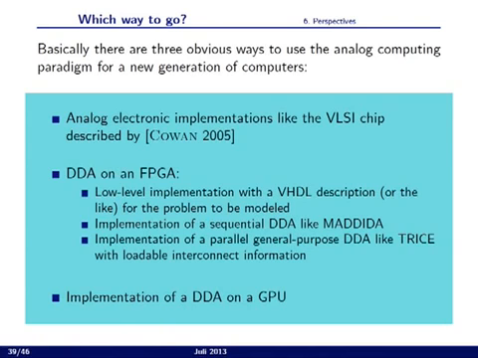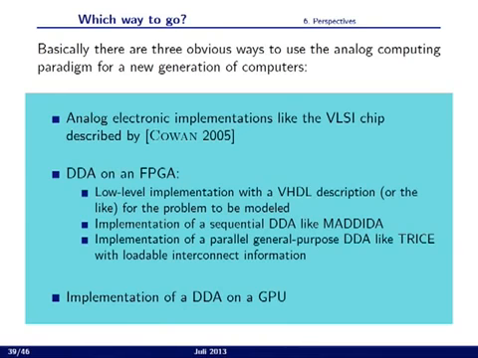So we have three alternatives. The first is a purely analog implementation, which is really cool, but I think not a real option due to the lack of manufacturing capabilities and the like, at least for hobbyist usage. One would need substantial amounts of money for going into this direction. The advantage of an analog electronic implementation would be the very, very low power consumption of these systems. The next idea would be implement a DDA on an FPGA. And the third idea would be implement the DDA on a graphic processor.